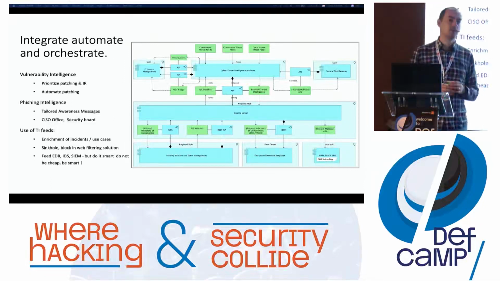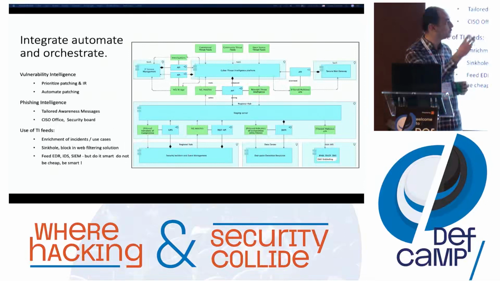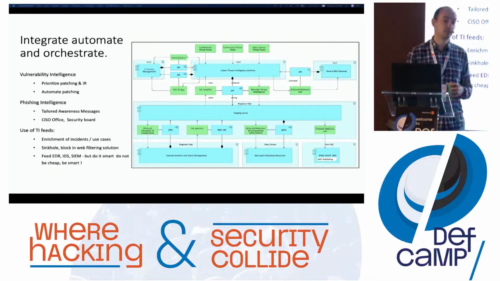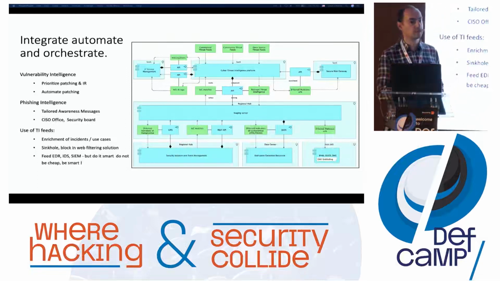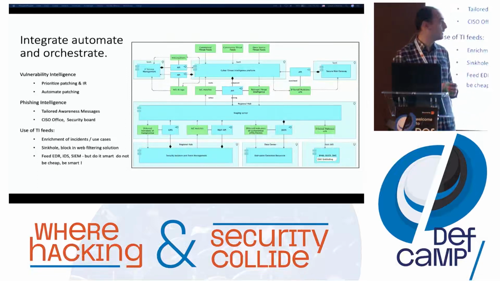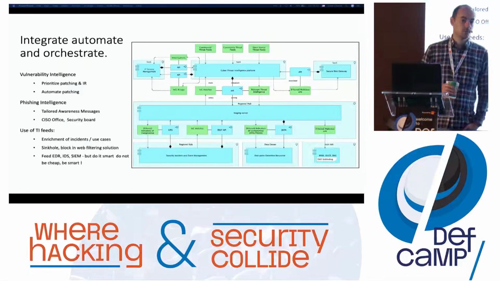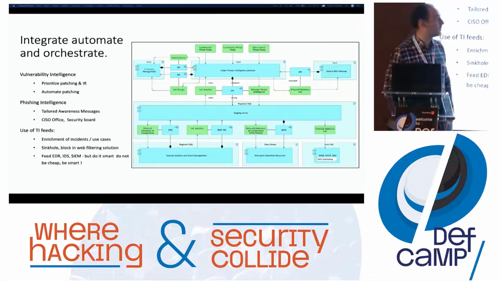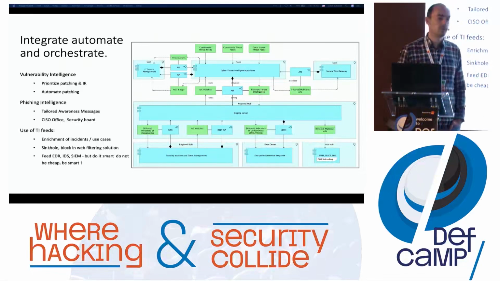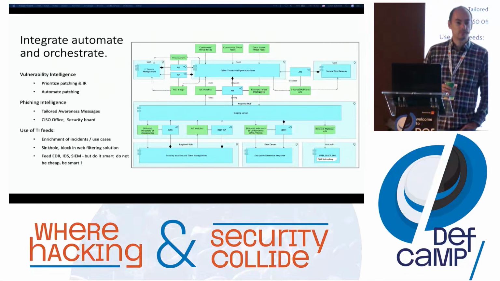Store some IOCs there. Create an integration and try to pull some information from the threat intelligence platform and enrich the data of those IOCs. Give some additional context to the incident management team. On the right side, there's the web filtering solution. If you're certain that some IOCs are really, really bad, sinkhole them, block them.